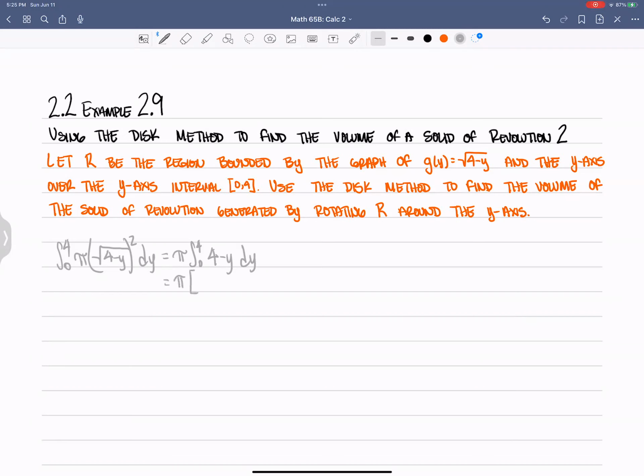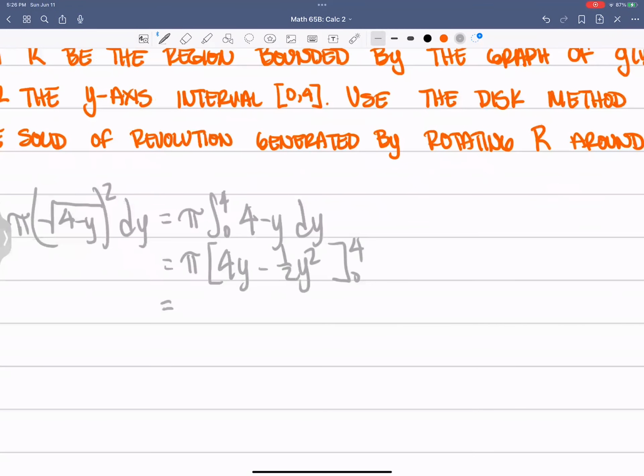Pi times 4y minus 1/2 y squared, evaluated from 0 to 4. And let's evaluate at 4, then subtract the evaluating at 0. So evaluated at 4, we have 4 times 4 minus 1/2 times 4 squared, minus 4 times 0 minus 1/2 times 0 squared.